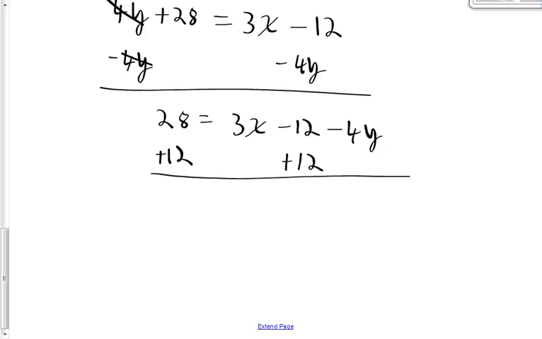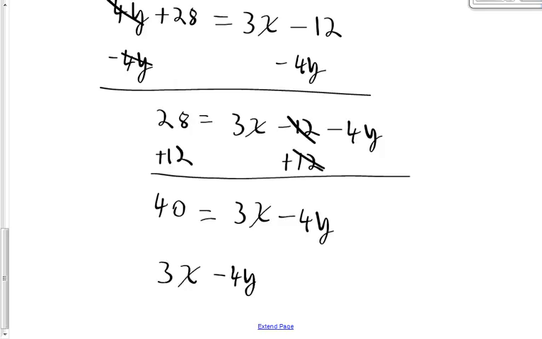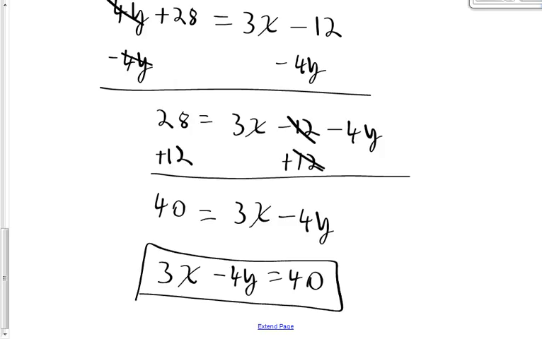I'll get 40 is equal to 3x, and then these would cancel, minus 4y. Once again, it doesn't matter what side of the equal sign either of these expressions is on, so it'll be 3x minus 4y is equal to 40. And there's the standard form of the equation that they described.